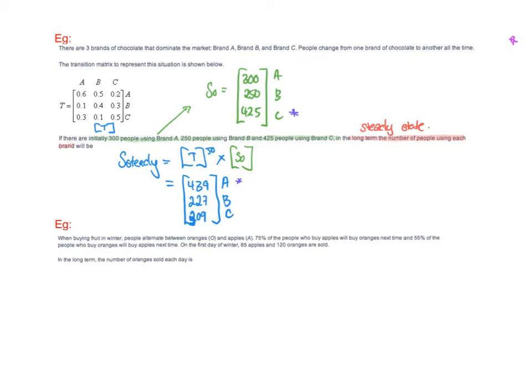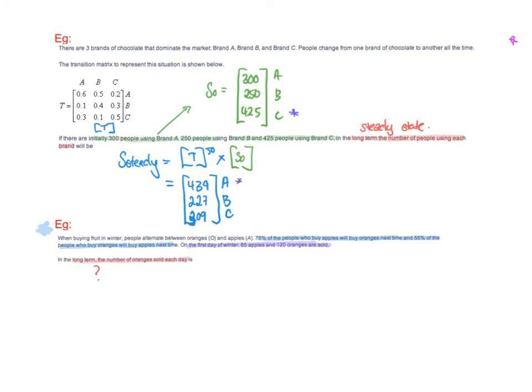All right, let's do this. In this next one, when buying fruit in winter, people alternate between oranges and apples. 75% of the people who buy apples will buy oranges next time, and 55% of the people who buy oranges will buy apples next time. On the first day of winter, 85 apples and 120 oranges were sold, and the question is about the long term.